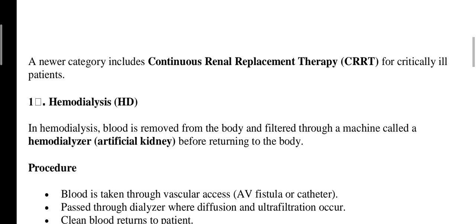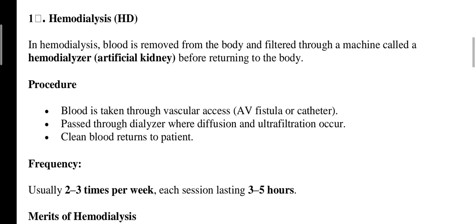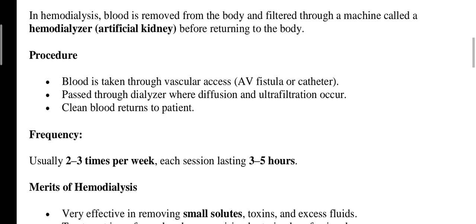Hemodialysis. In hemodialysis, blood is removed from the body and filtered through a machine called a hemodialyzer, meaning an artificial kidney, before returning to the body. Procedure: blood is taken through vascular access, an AV fistula or catheter, and passes through the dialyzer where diffusion and ultrafiltration occur. Clean blood returns to the patient. Frequency: usually 2 to 3 times per week, each session lasting 3 to 5 hours.